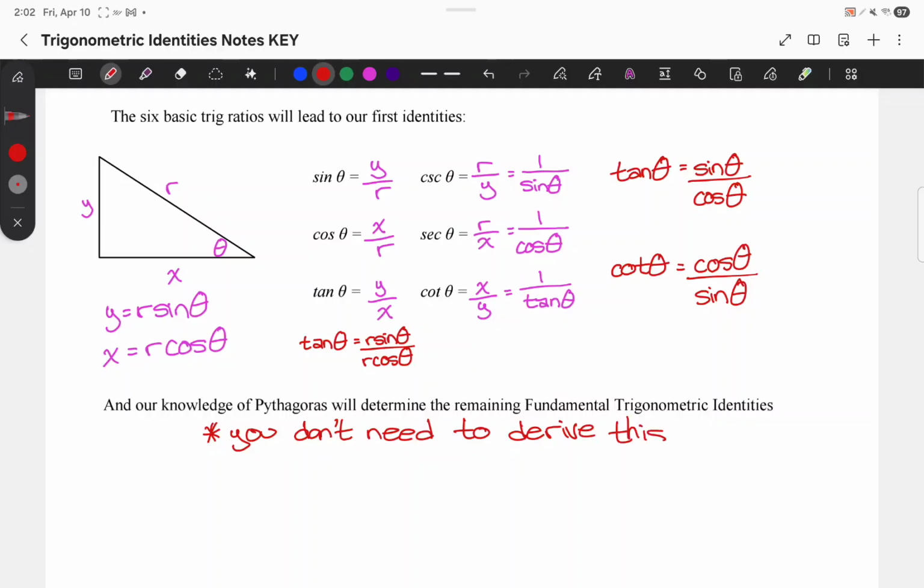Deriving is like creating or coming up with the formula yourself. So you won't need to create the formula. The formula will be on your formula sheet. But I find that it's kind of nice to show you where at least a couple of these come from, so you kind of get the idea of why it's always true.